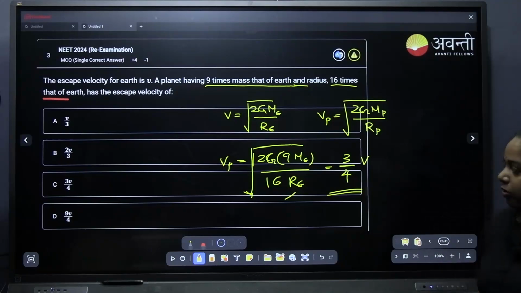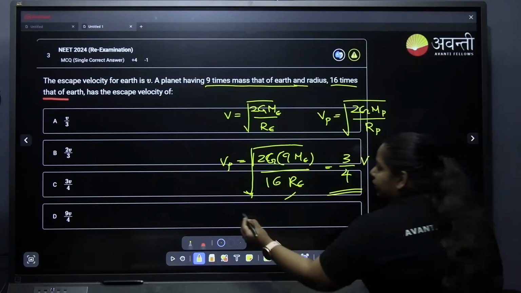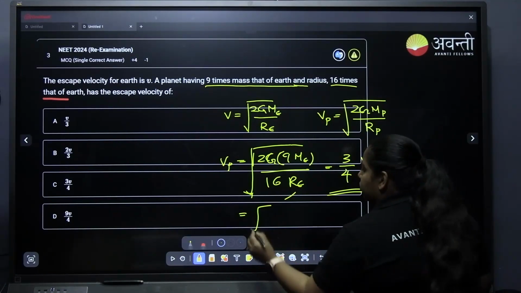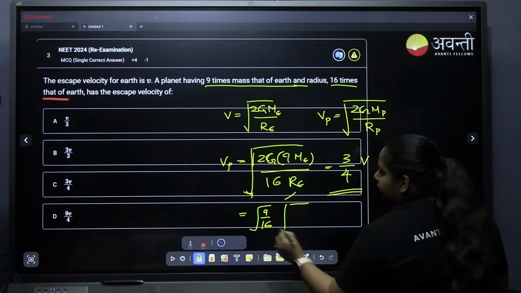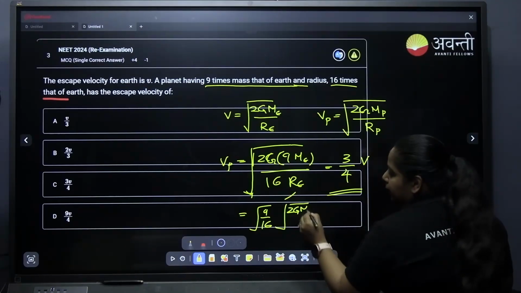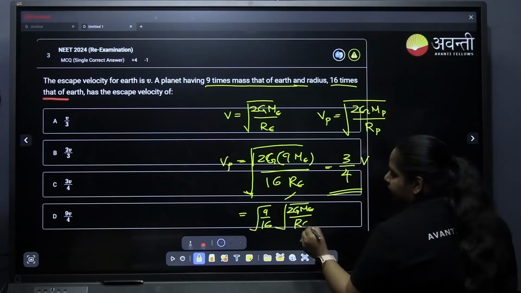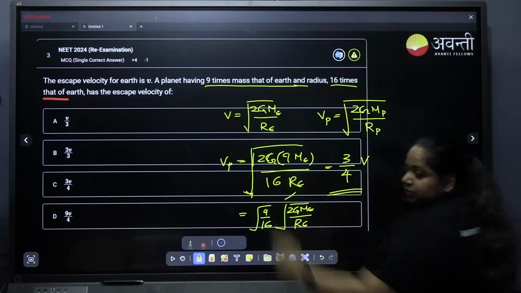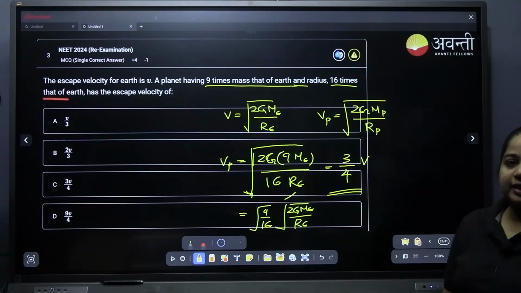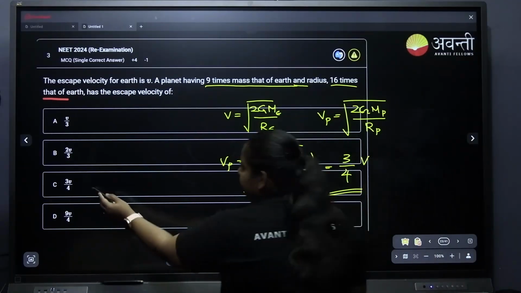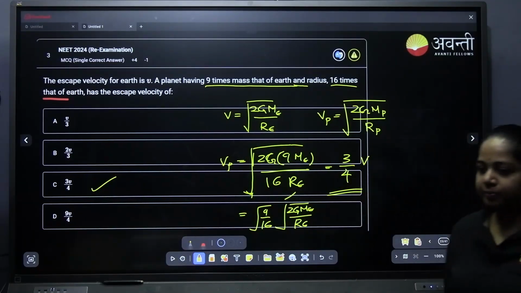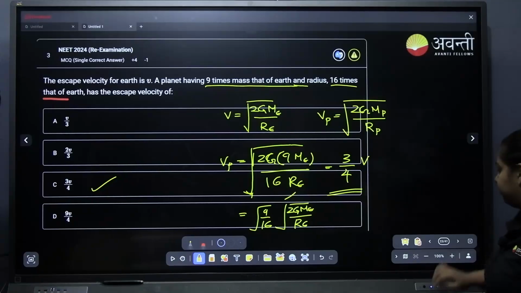I hope that's clear for all. When you take it outside, you will get root 9 by 16 into root 2G Me by Re. So this we are substituting as V. Is that clear for all? Answer is option C, 3 by 4 V. Okay.